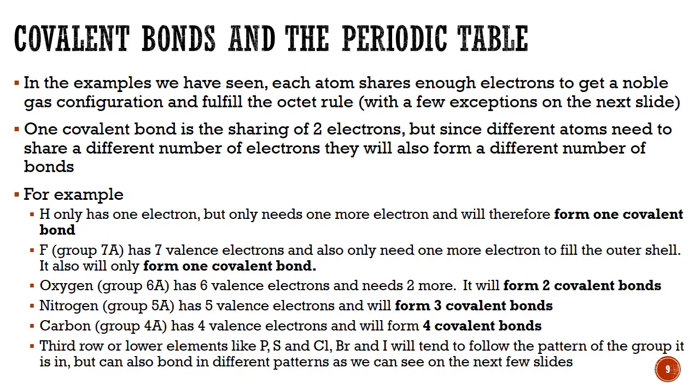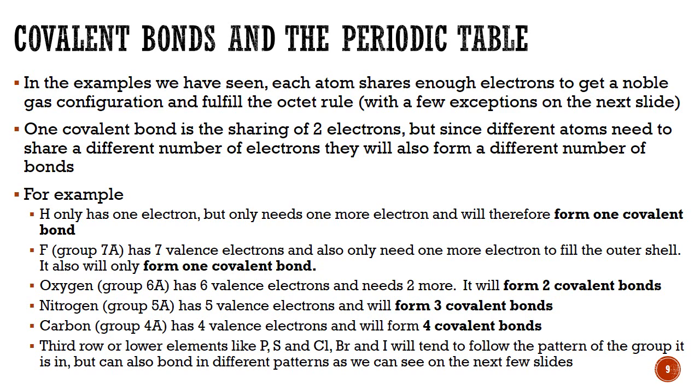Oxygen, which is in group 6A, has 6 valence electrons, needs 2 more, so it will form 2 covalent bonds. Nitrogen and those nonmetals in group 5A have 5 valence electrons and will form 3 covalent bonds. And then the nonmetals in group 4A, carbon, silicon, have 4 valence electrons, and so they will form 4 covalent bonds.